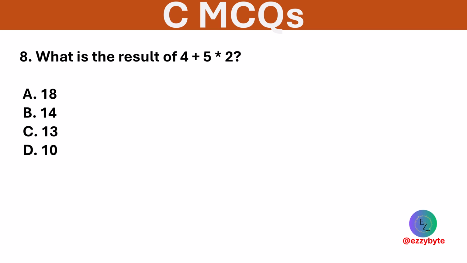What is the result of 4 plus 5 into 2? Options are 18, 14, 13, and 10. Option B is correct. Multiplication is done before addition.